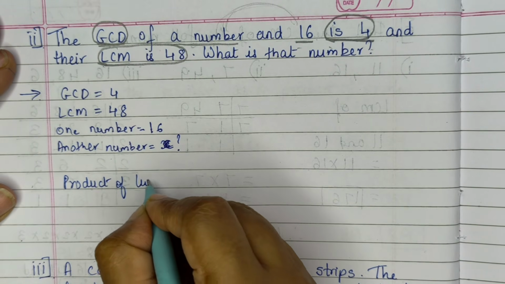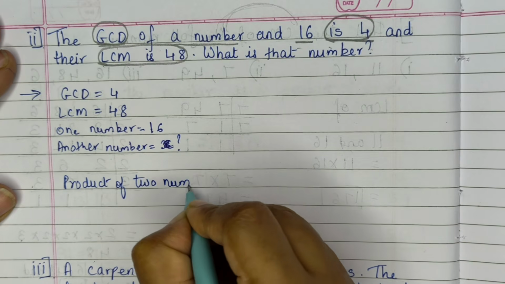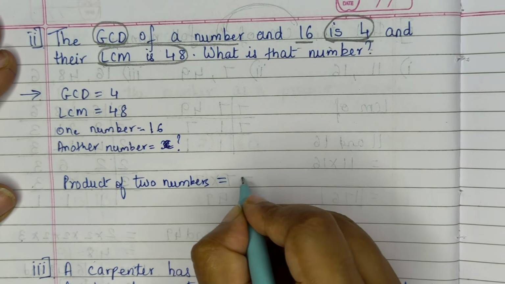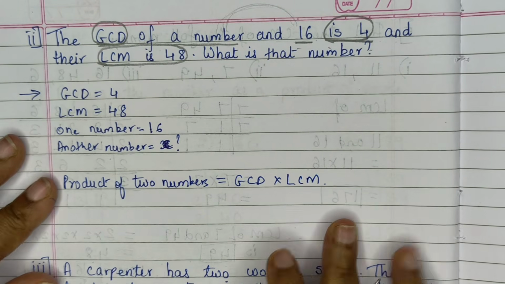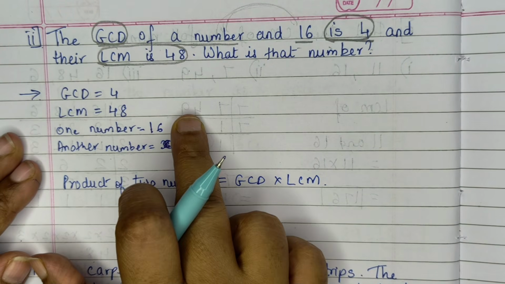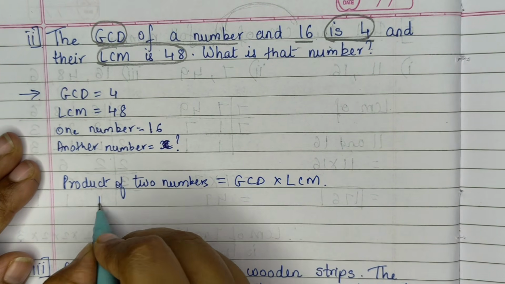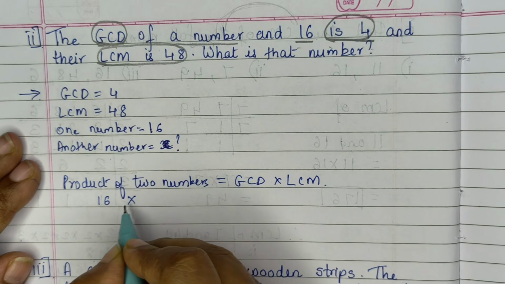Product of two numbers is equal to GCD multiplied by LCM. Okay, now which are the two numbers? Product of two numbers, one number is given, 16, so product means multiplication.